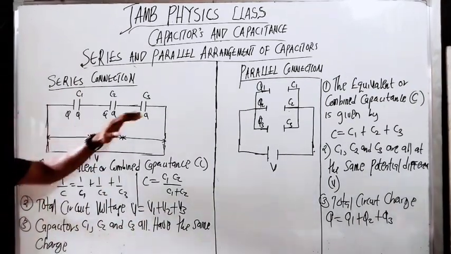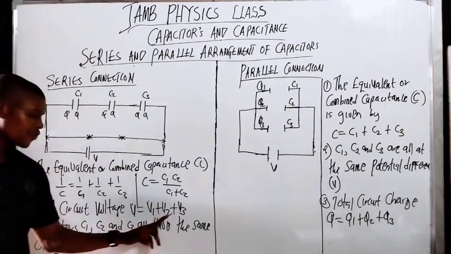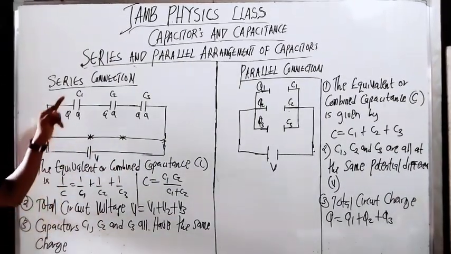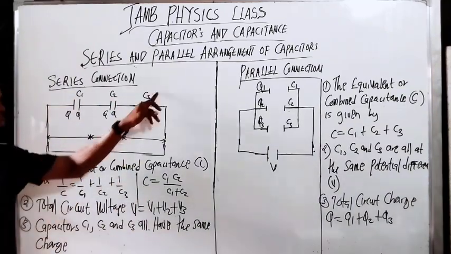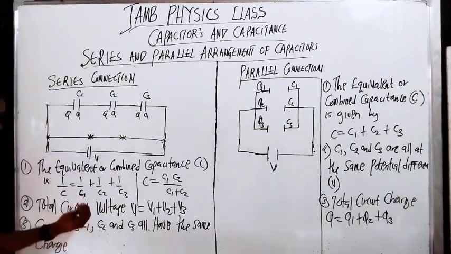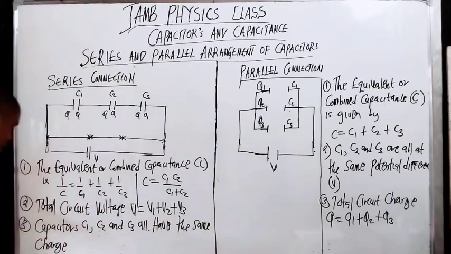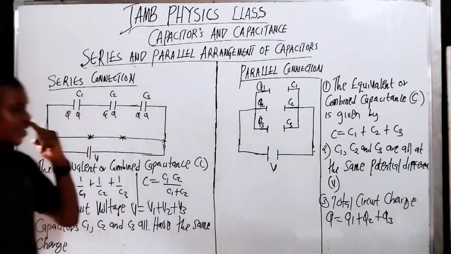So the total circuit voltage is when you sum them together: V1 plus V2 plus V3. That is, C1 will have its own voltage, C2 will have its own voltage, C3 will have its own voltage, and you sum them together. Do you understand? Capacitors C1, C2, and C3 all have the same charge. So look at the difference here.